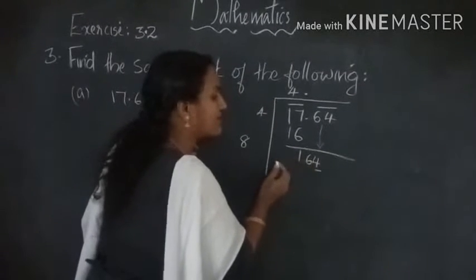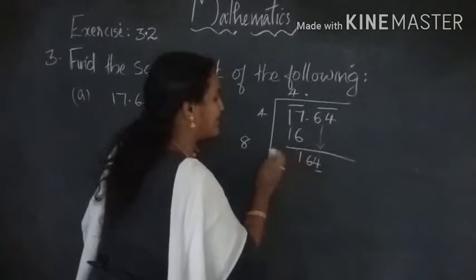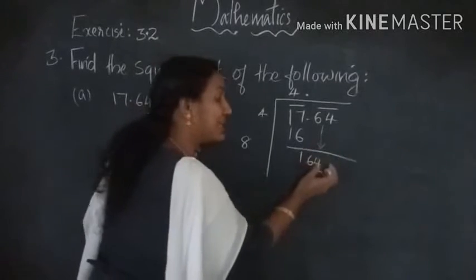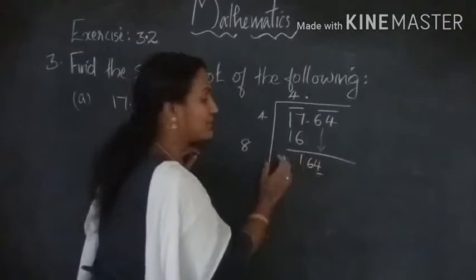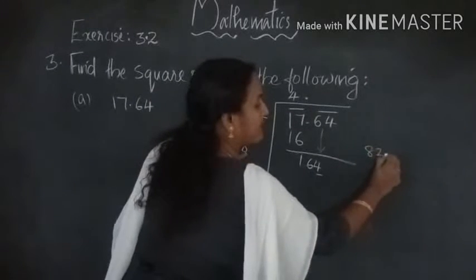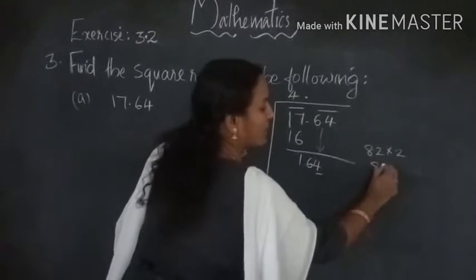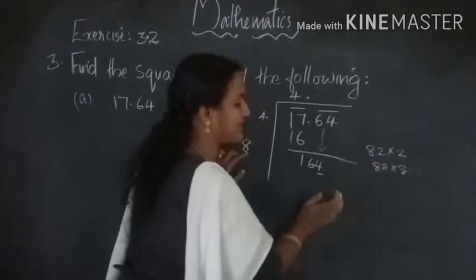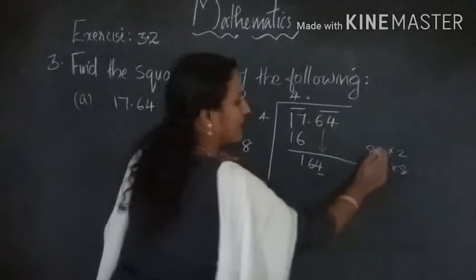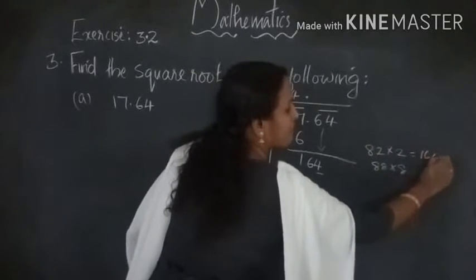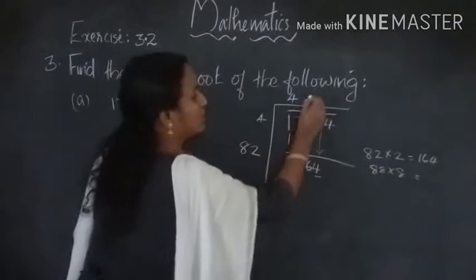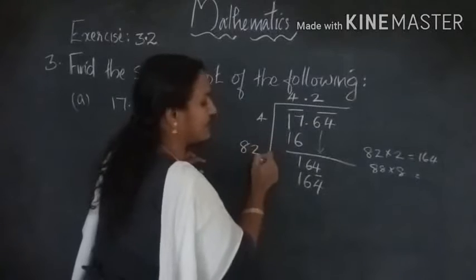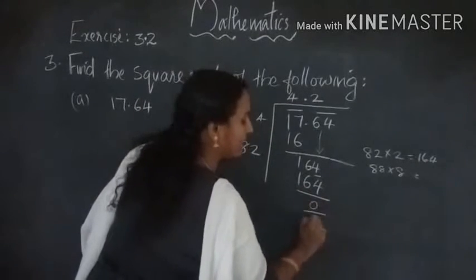This number ends with 4. So the last digit of the divisor ends with either 2 or 8, since 2 2s are 4 and 8 8s are 64. So 82 into 2 is 164. So here the new divisor is 82 and the remainder is 0.